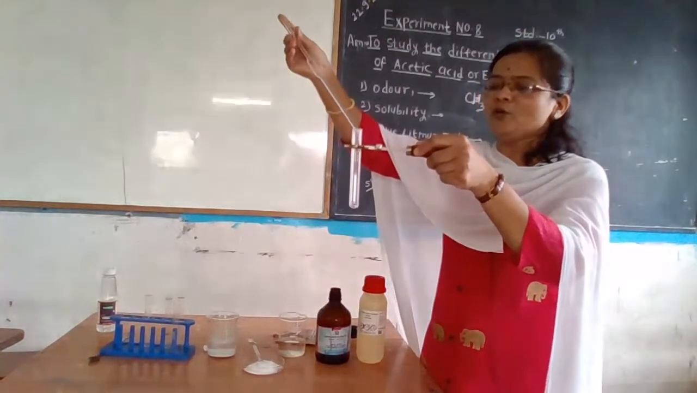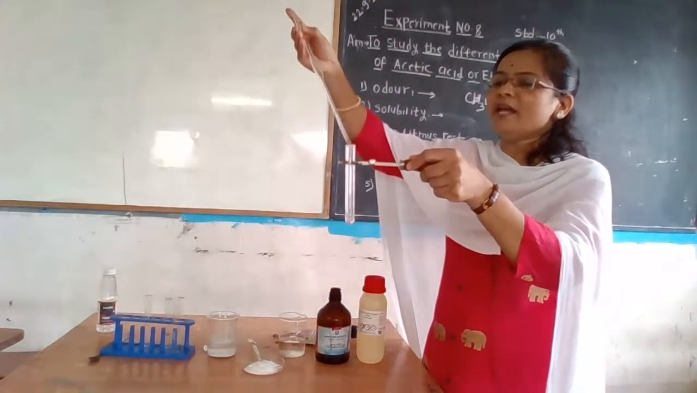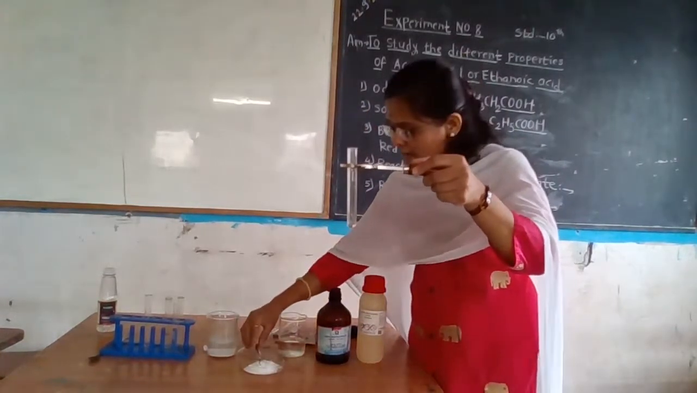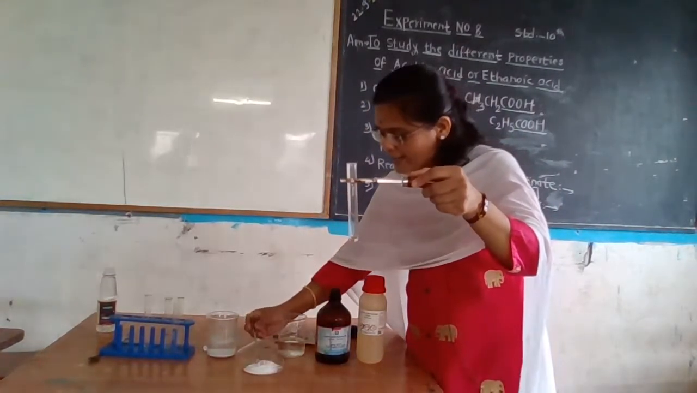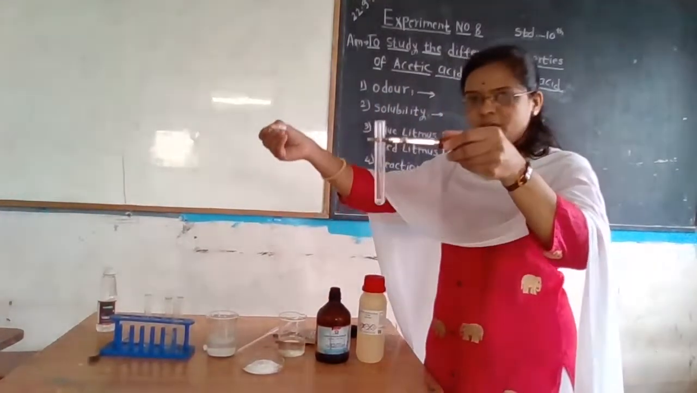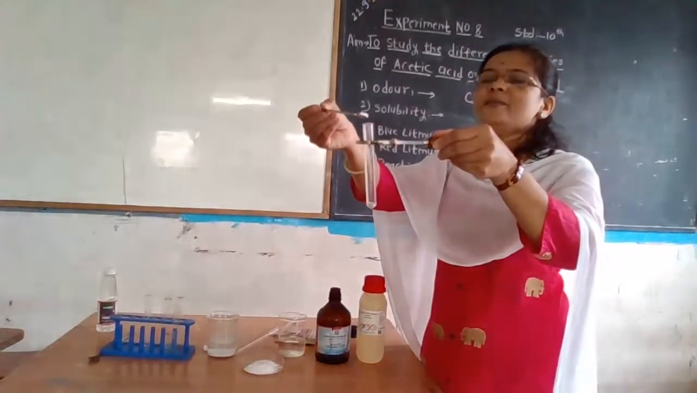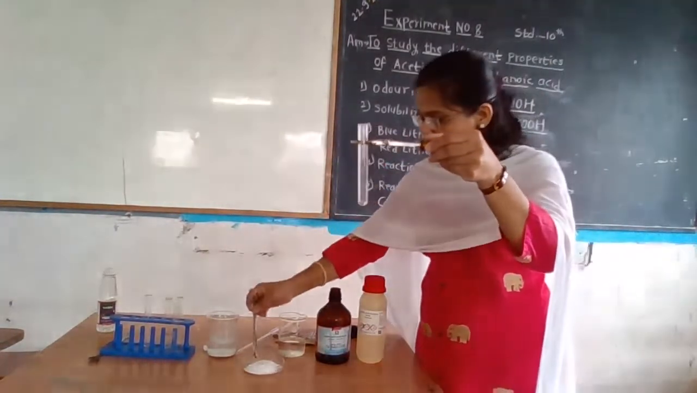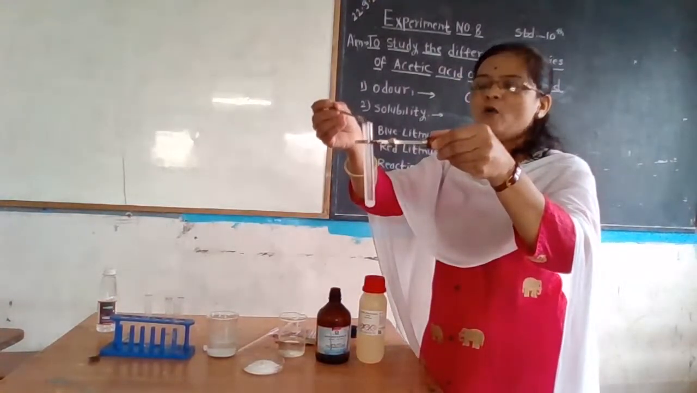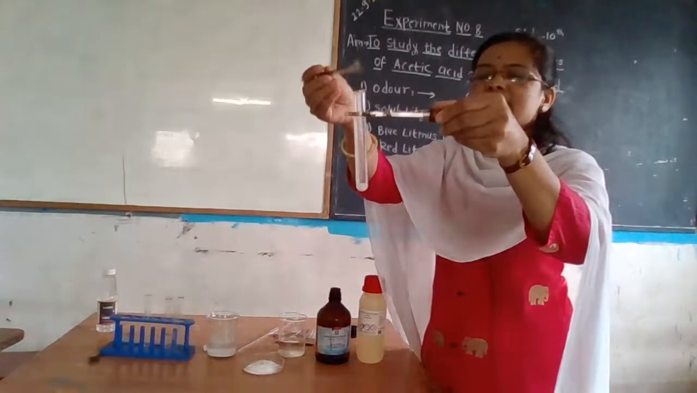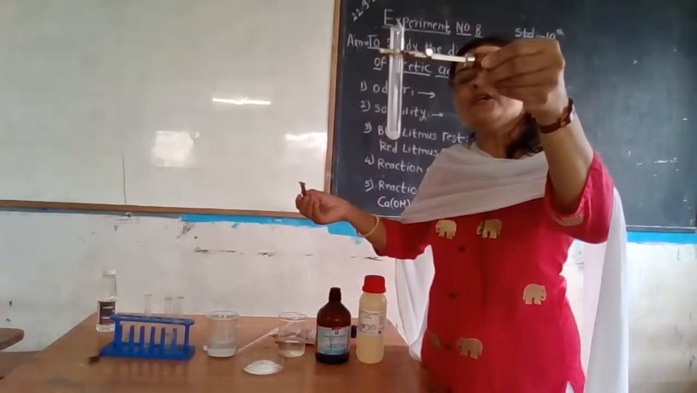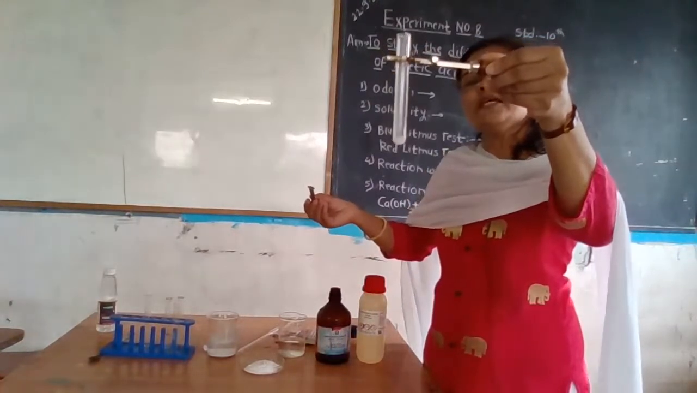Look at the test tube, students, and whenever there is a reaction between acetic acid and sodium bicarbonate, the molecular formula of sodium bicarbonate is NaHCO3. Minute observation is important here. Put a pinch of sodium bicarbonate powder. See the effervescence. Look at the effervescence. Minute observation is important. The effervescence is there.